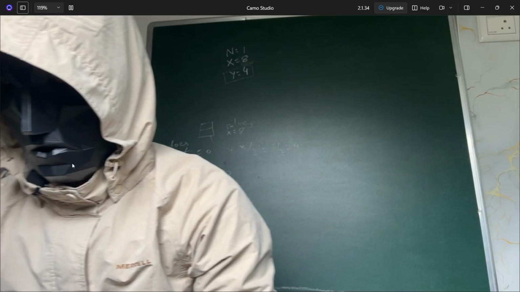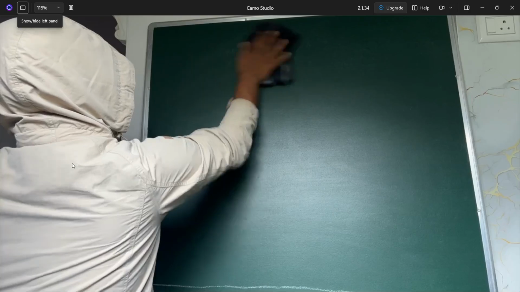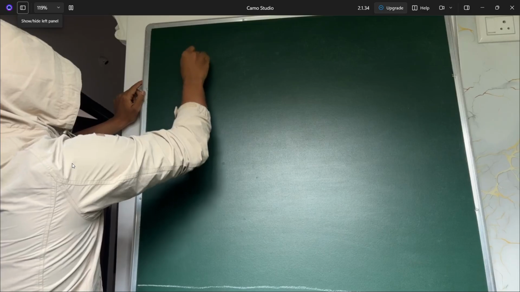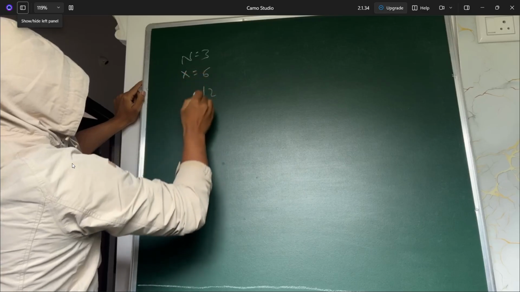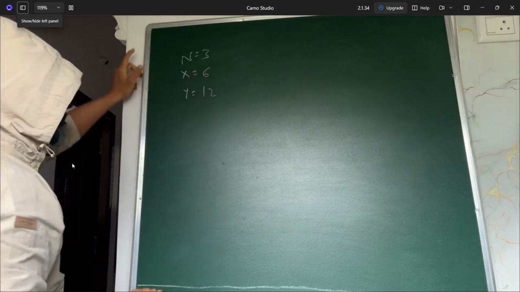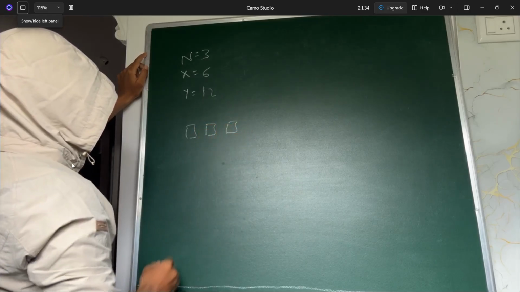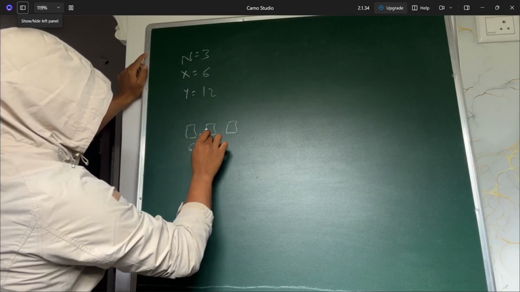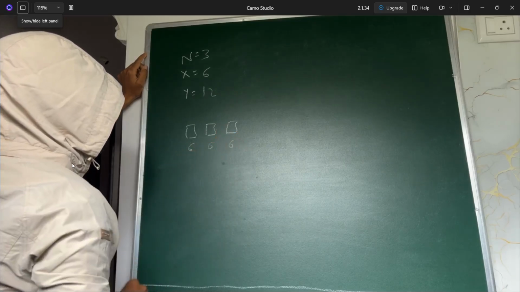3, 6, 12. N is equal to 3, x is equal to 6, y is equal to 12. So let's try to understand. We have 3 problems, let's say. If chef solves this problem, he'll get 6 marks, which is basically x. If he solves this problem, he'll get 6 marks. If he solves this problem, he'll get 6 marks.